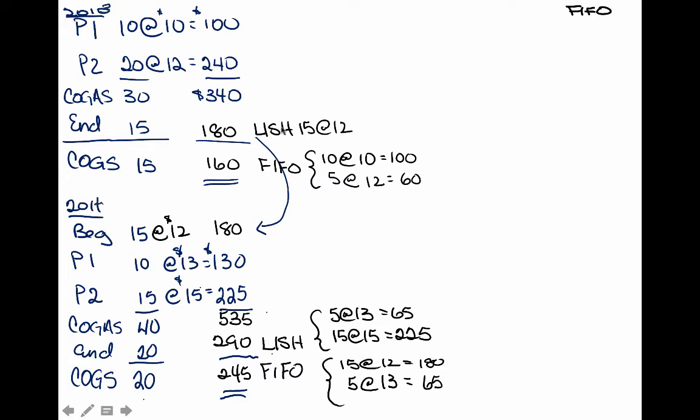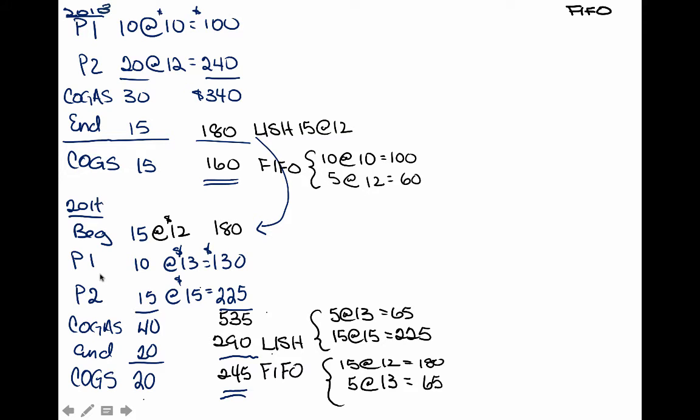Well, what's left? Last in, still here. Of the $12 layer, I sold 5 of them, so 15 units remain at $12. So ending inventory will be assigned a value of 15 units at $12, or $180. Sun goes down, sun comes up. 2013 becomes 2014. Ending inventory for 2013 becomes beginning inventory for 2014, 15 at $12.